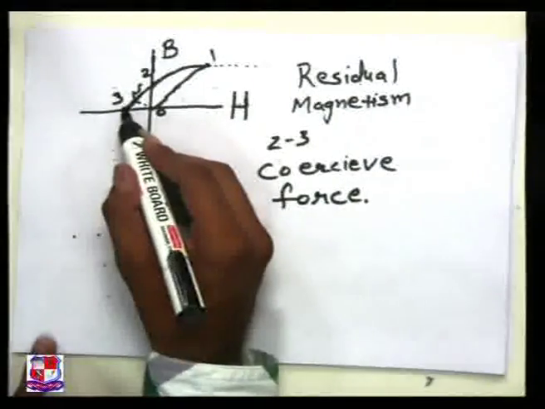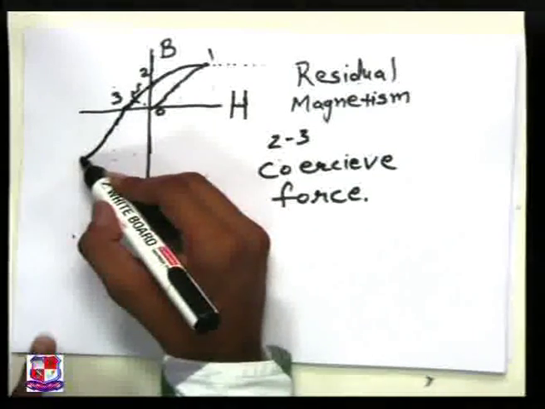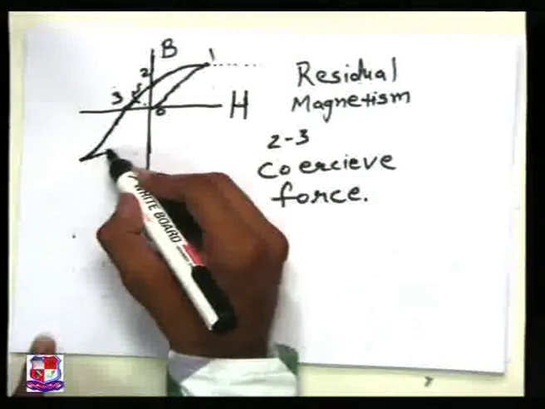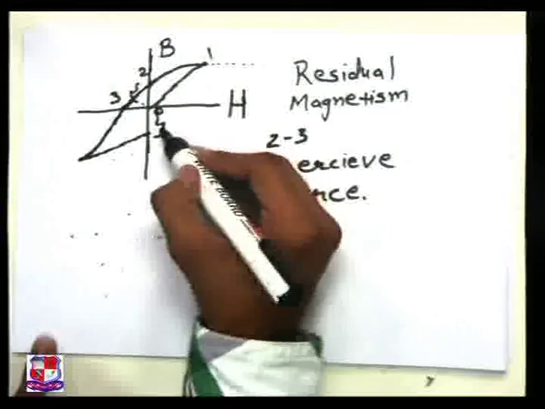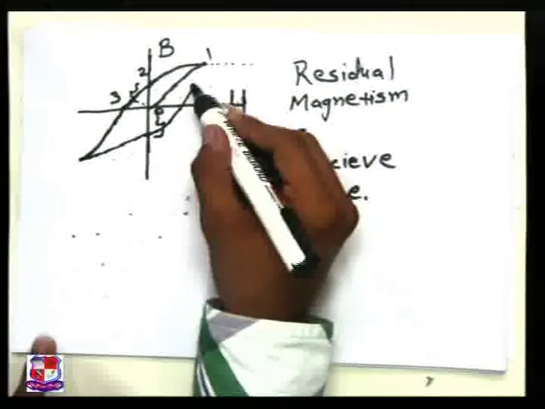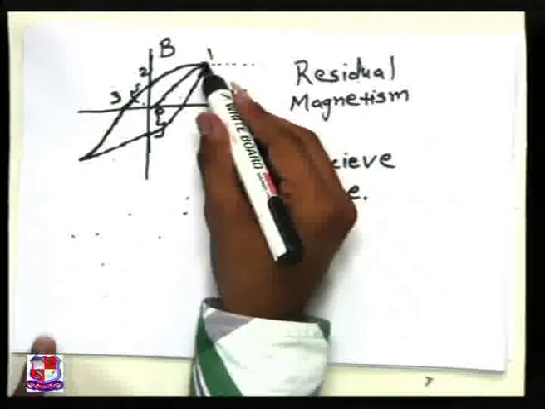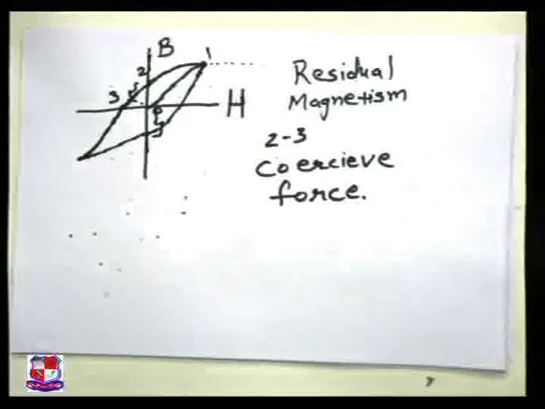And if we further increase the value of H, then it will reach the saturation point in the negative direction. At this point again we are getting residual magnetism or retentivity, and it completes the hysteresis loop. So this is the hysteresis loop.